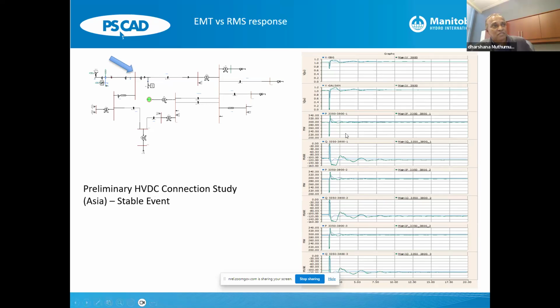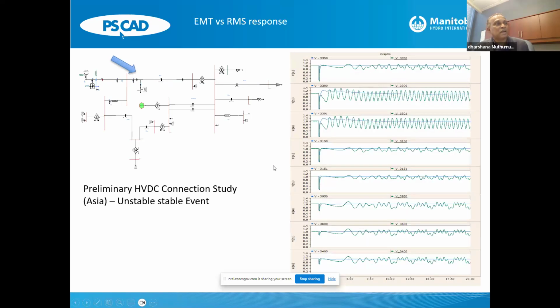The results are not even matching exactly, but both RMS and EMT are predicting kind of a stable response, right? So, given the mathematical differences between EMT and RMS, sometimes you would accept that, yeah, I can trust that this system under this contingency is stable.